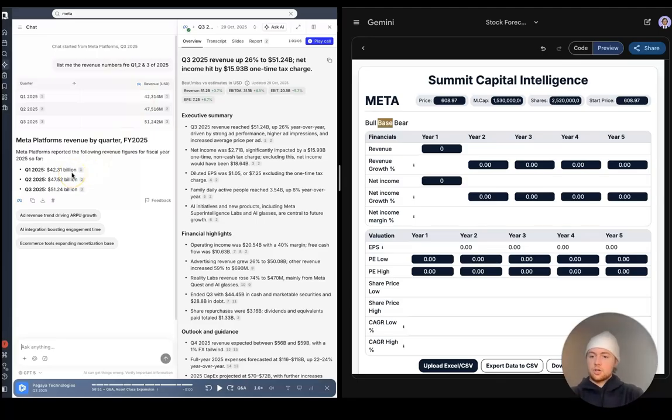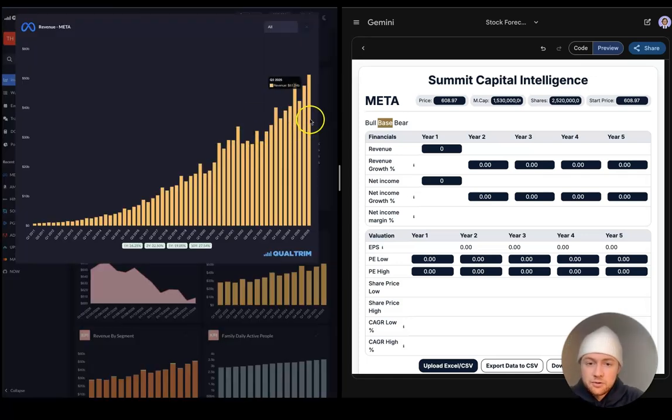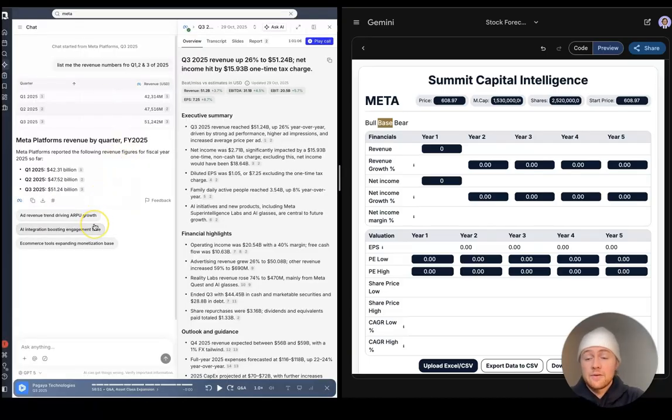So for Q1, 2, and 3, we've got 42.31 billion for Q1, 47.52 billion for Q2 and 51.24 billion for Q3, and these numbers are the same: 42.3, 47, 51. Yeah, so Qualtrim's on it. So we have the first 3 quarters.